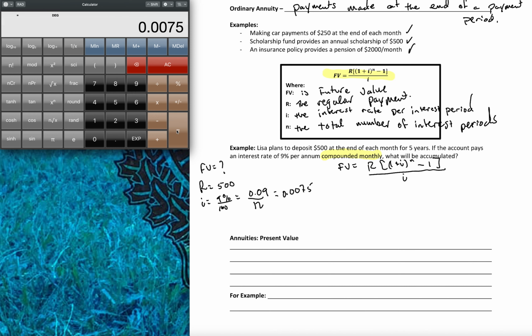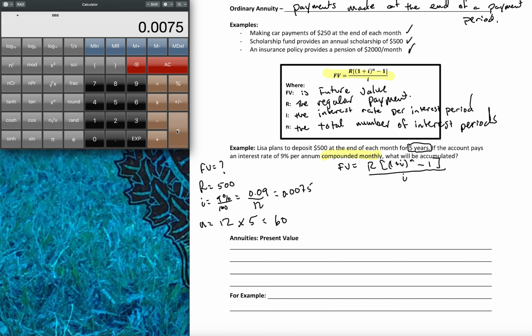Okay. And then N is the total number of compounding periods over all 5 years, right? So N is going to be the 12 times it gets compounded per year, because it's monthly, so it's a 12, and then it's in there for 5 years. Okay, so you multiply by 5, which is going to be 60. You're going to get 60 compounding periods.